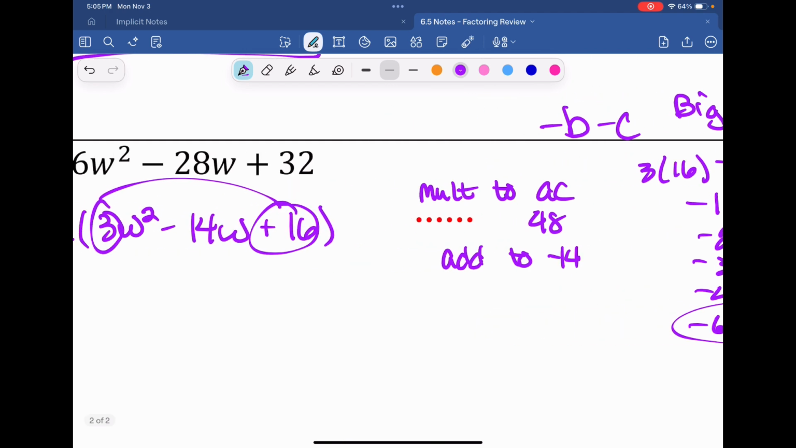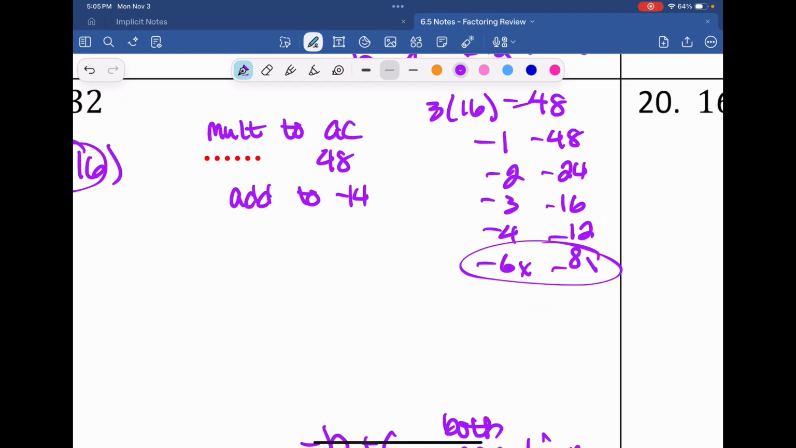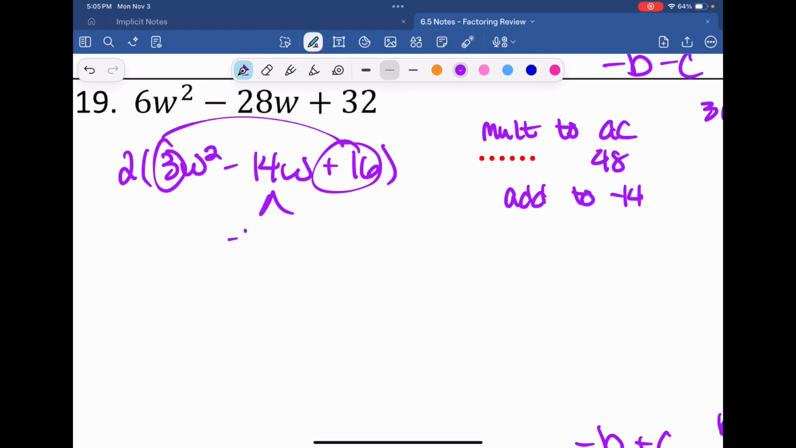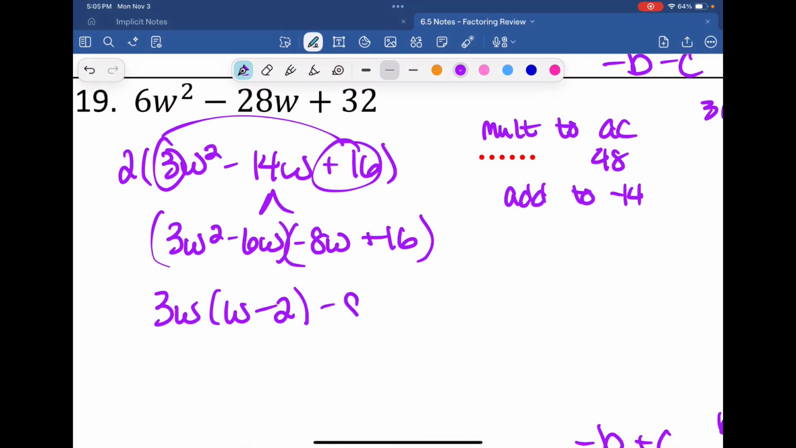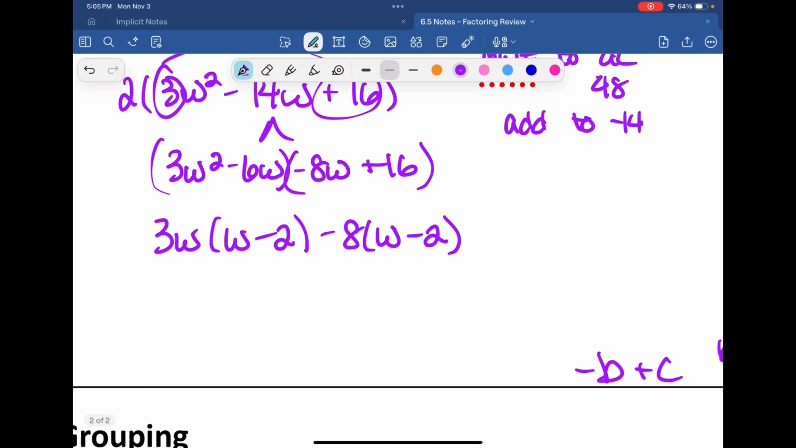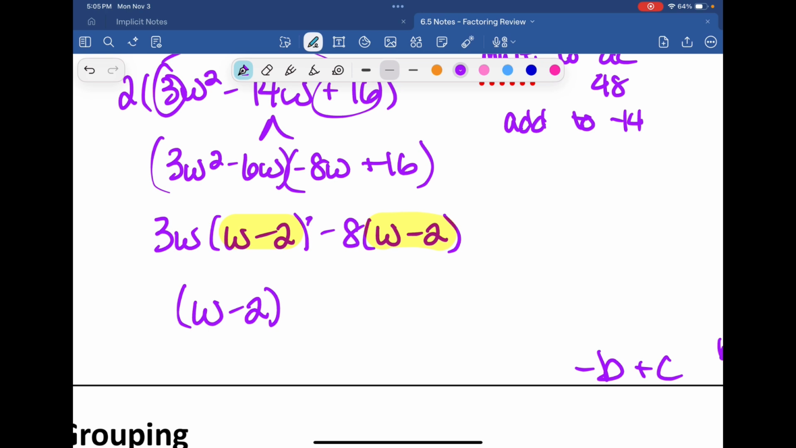There it is. Since the leading coefficient is 3, we need to include our x. Break this up. I guess w, not x. Group. GCF for the first group. GCF for the second group. And bring down your minus sign. Common binomial factor. And whatever is left.